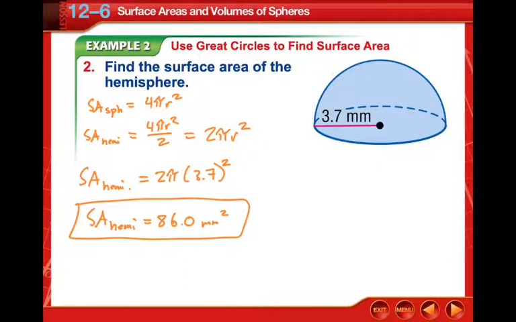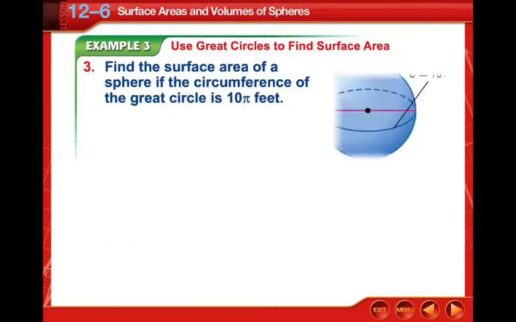So now our next one is going to change it even more. Find the surface area of the sphere if the circumference of the great circle is 10 pi feet. So we were given a circumference for the great circle, and we want to find the surface area of the whole thing. There's a couple ways we can approach this. We can take the circumference, work backwards and find the radius, and then work forwards and find our surface area. Or we can come up with a new equation that involves the circumference of the great circle. So kind of both ways of doing it.